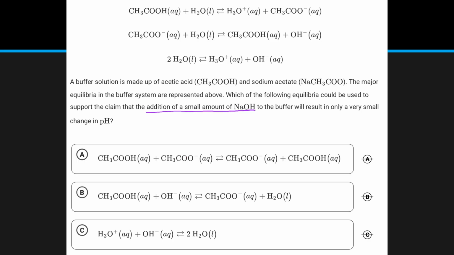So since sodium hydroxide is a strong base, when we add sodium hydroxide, what we're really looking at is the addition of OH-. In a buffer, that added hydroxide is going to get neutralized by the weak acid component, and here that is acetic acid. So the equation that shows acetic acid neutralizing the hydroxide is going to be B, and we can see it's going to neutralize it into the conjugate base and water.